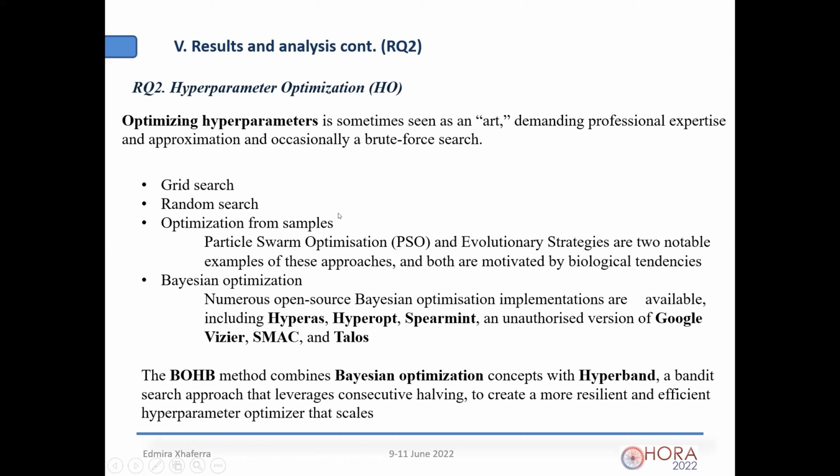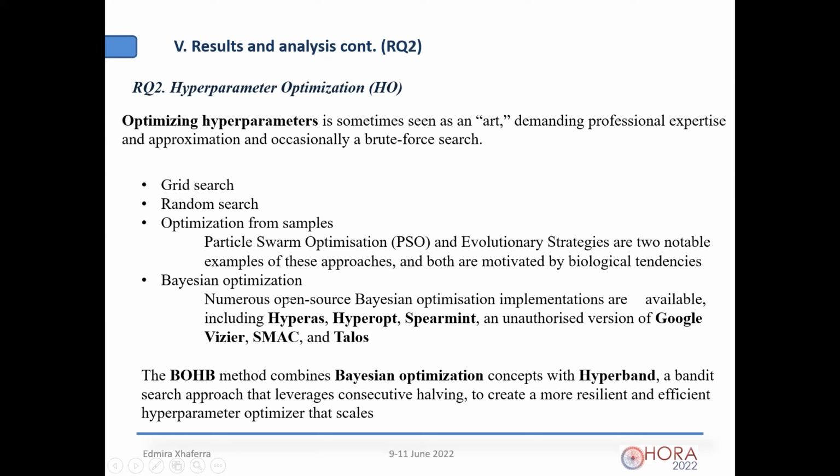Optimization from samples, directed searching procedures that repeatedly produce new configuration settings depending on the execution of previous configuration values. And in this regard, particle swarm optimization and evolutionary strategies are two notable examples of those approaches, and both are motivated by biological tendencies.